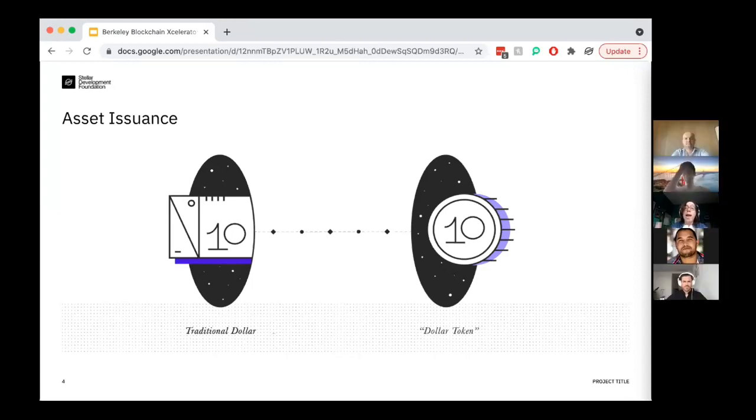Users can then hold that asset in a Stellar wallet or app and use it to make payments or to trade it for other assets on the network. And we're going to see how that works today.